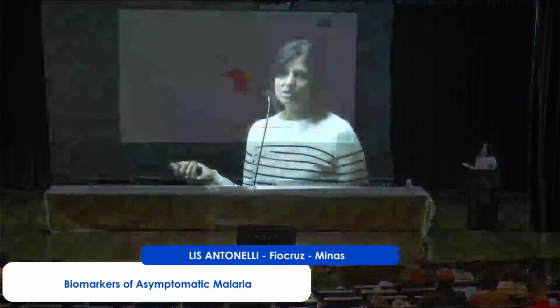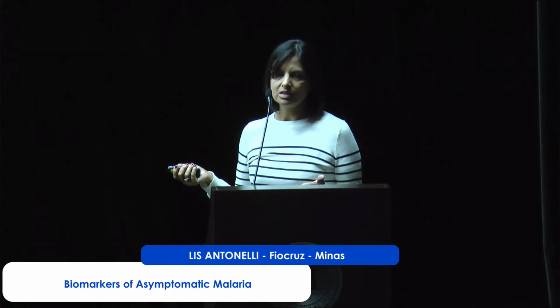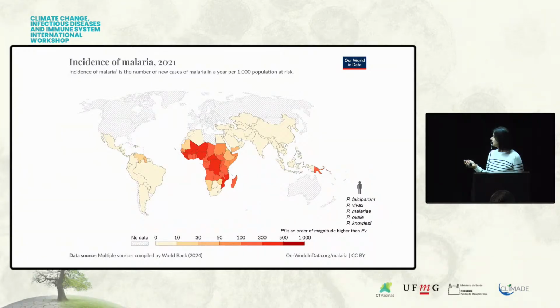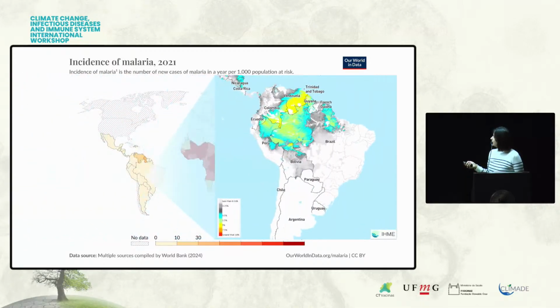So malaria needs no introduction, especially after Irene's talk from yesterday. But I'd like to make a point here that although the number of Plasmodium vivax cases here is an order of magnitude lower than the number of malarias caused by Plasmodium falciparum, there are several reasons to study Plasmodium vivax. So the first one is that 80% of the cases we see in the Americas are caused by Plasmodium vivax, and most of them occur in the Amazon.